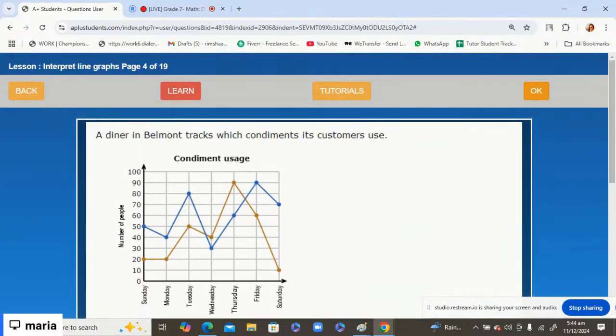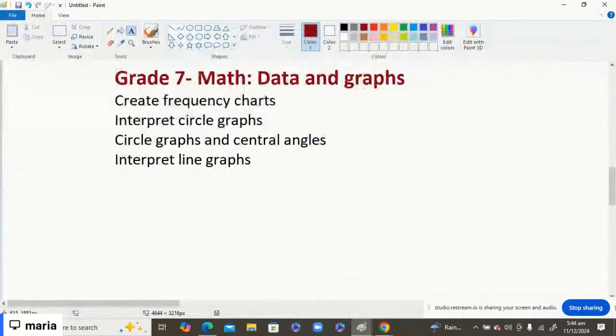Okay, hope you guys understand this lesson. So today we discussed grade 7 maths, data and graphs. This is the name of the chapter, and here are the four lessons. Today we discussed creating a frequency chart, interpreting the circle graph and central angles, and interpreting line graphs.